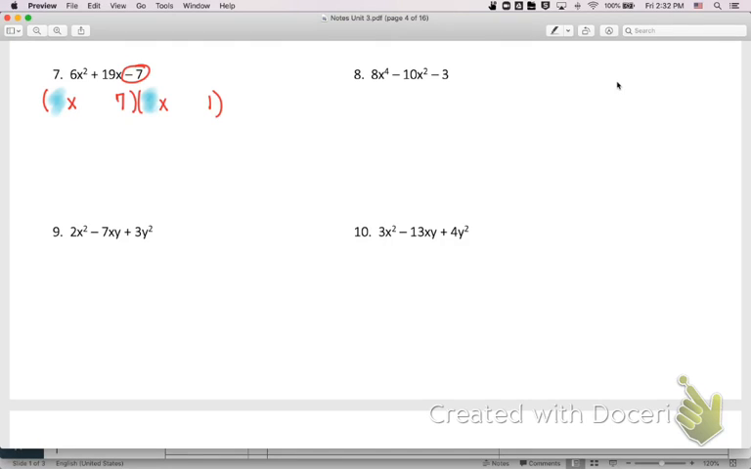We need to get to 19 in the middle. If I put 6 and 1, outside gives me 6x, inside gives me 7x. That does not subtract to give me 19, so that doesn't work. What if it was 2x and 3x? Outside gives me 2x, inside gives me 21x, and if I subtract, that does give me 19. I need positive 19, so that means I need the 21, 7 times 3x, to give me a positive number, and 2 times 1 needs to give me the negative number.